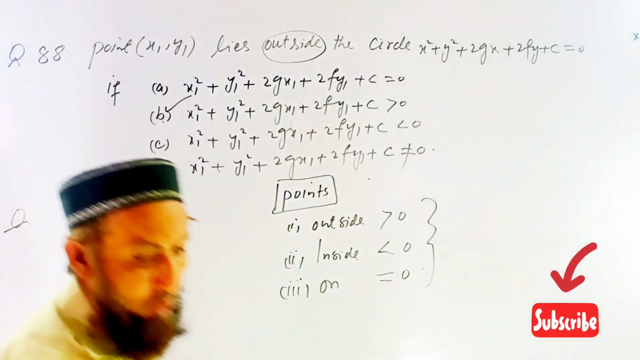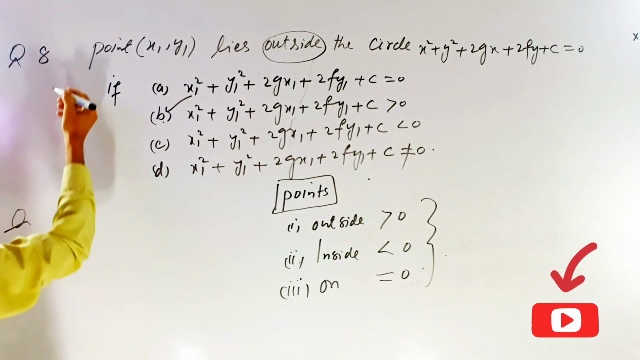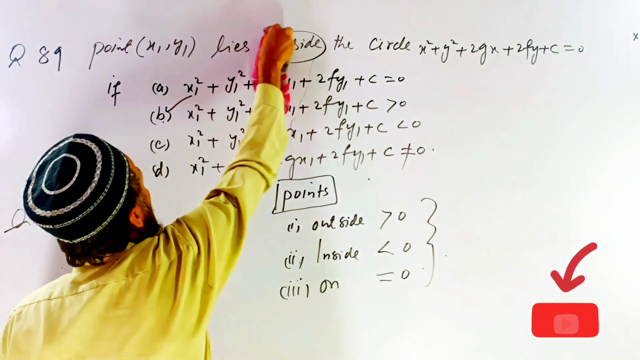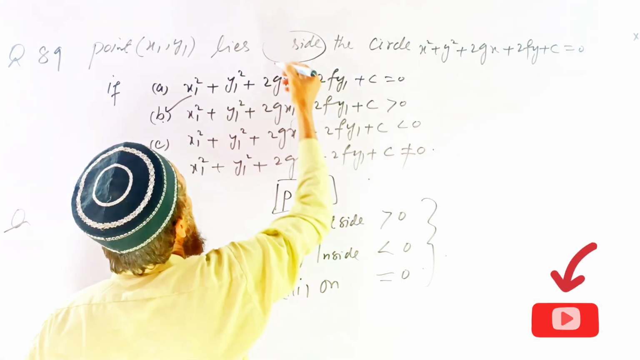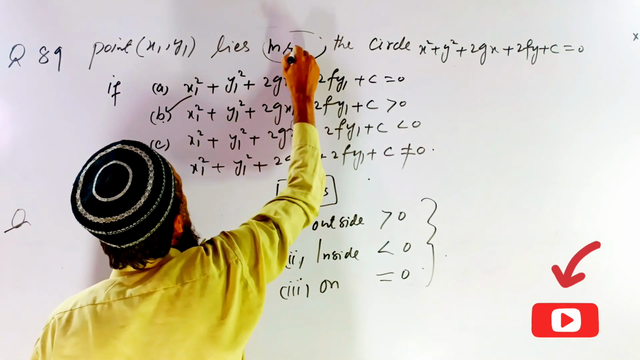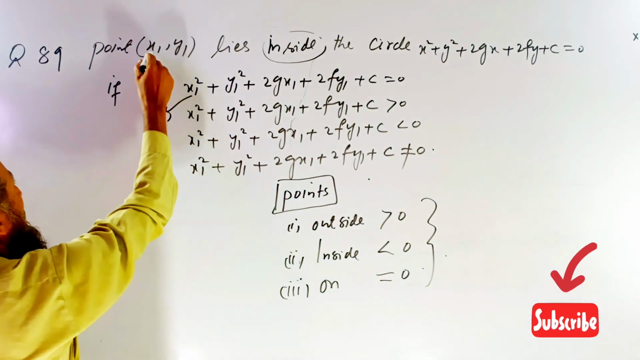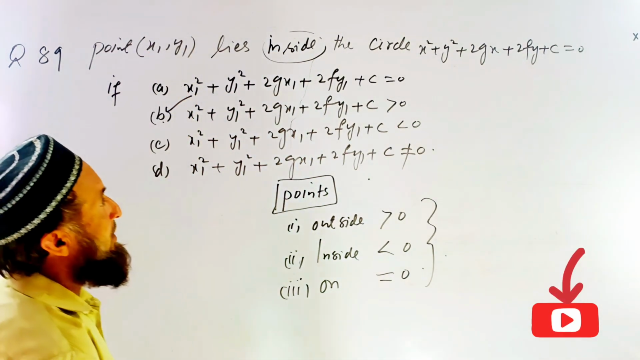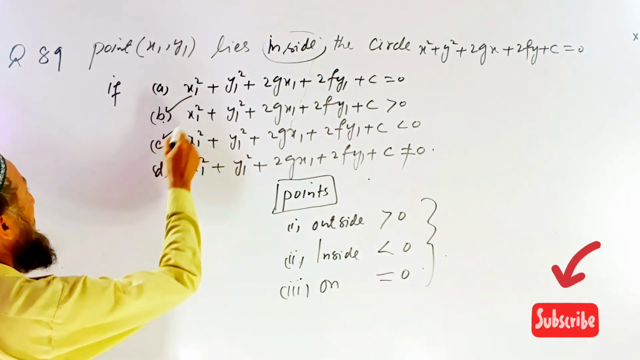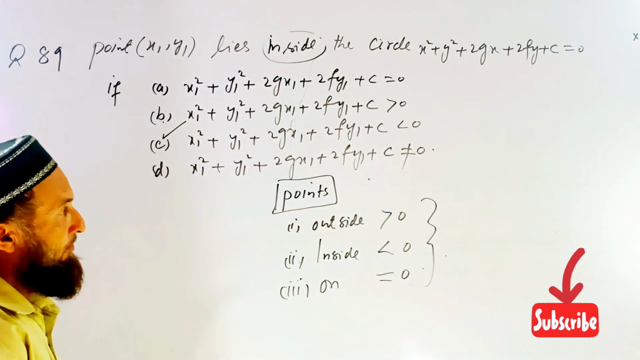If we remove this statement here, question number 89, and also we change this, and here we put inside the circle, the point x1 and y1 lies inside the circle. So in this case, option C will be the correct option, and here we ignore this option B.